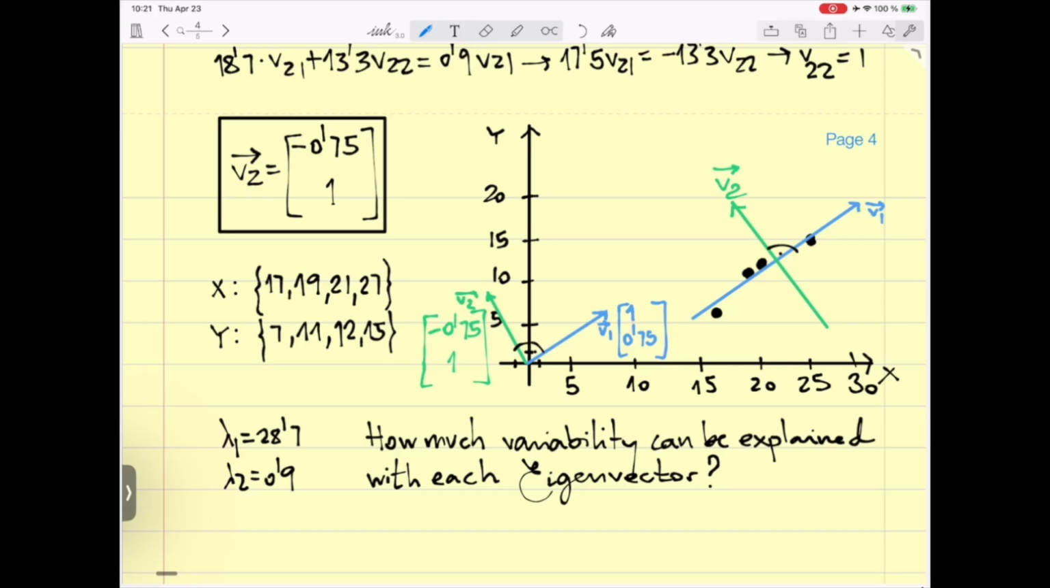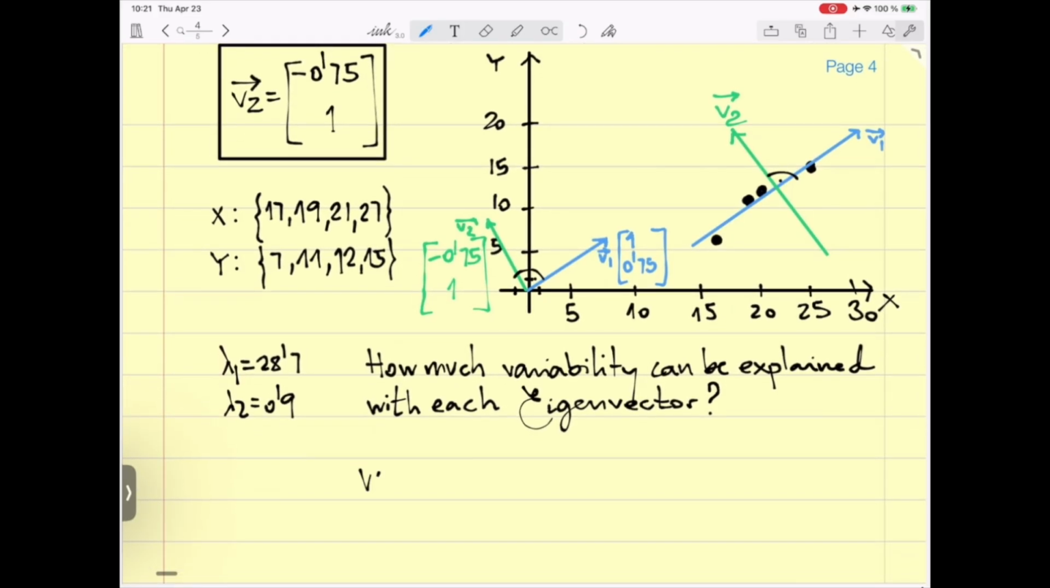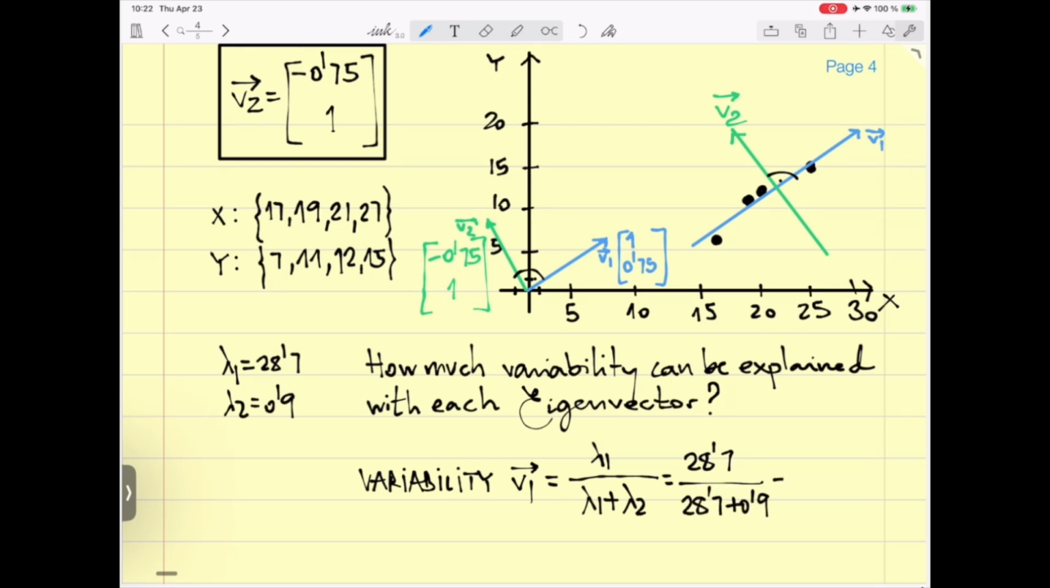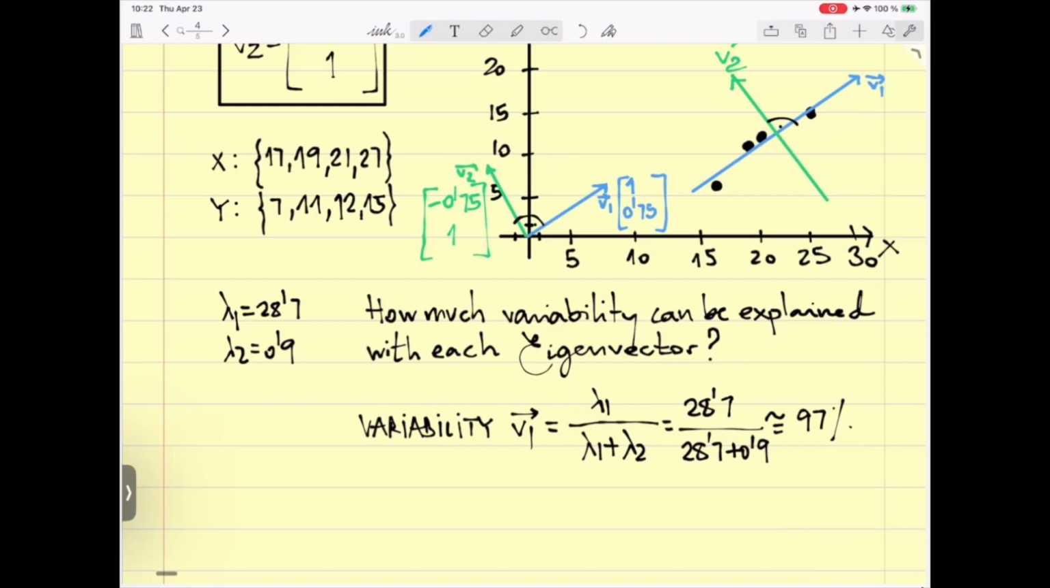Okay? So remember, the variability explained with the first eigenvector is lambda 1 divided by lambda 1 plus lambda 2. So this is 28.7 divided by 28.7 plus 0.9. So it's around 97% of the variability. This means that I can explain 97% of the variability in the management system with only one direction. I don't need two, I only need one direction to explain 97% of the variability of the system.